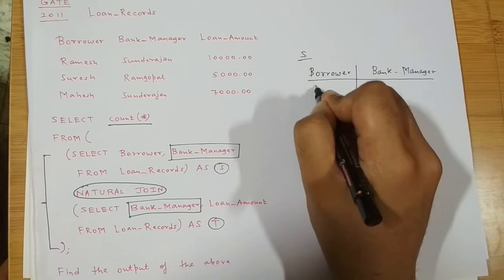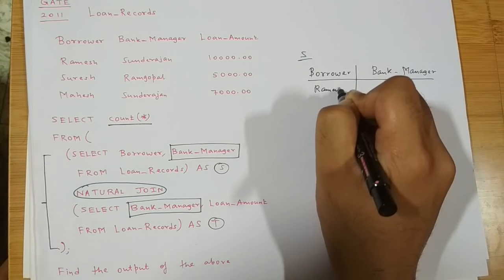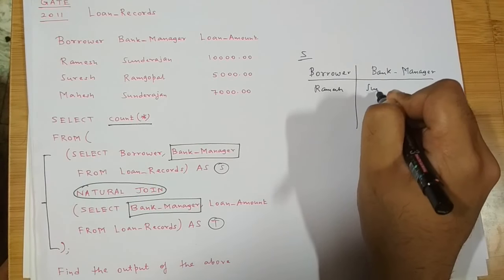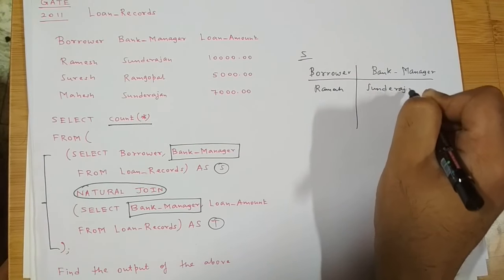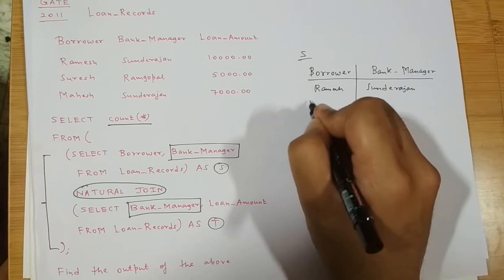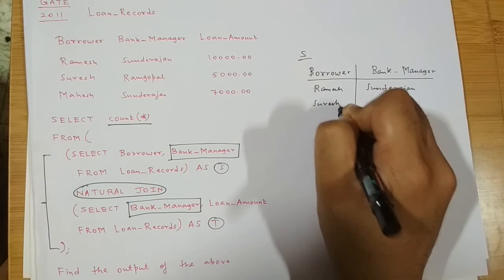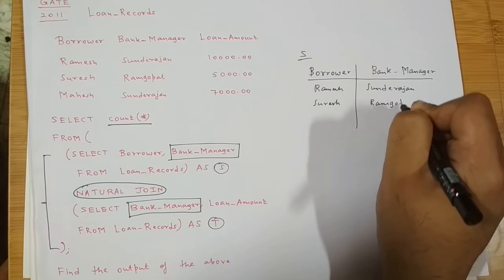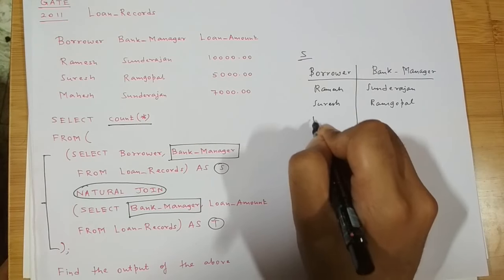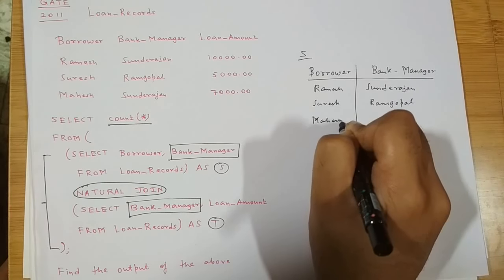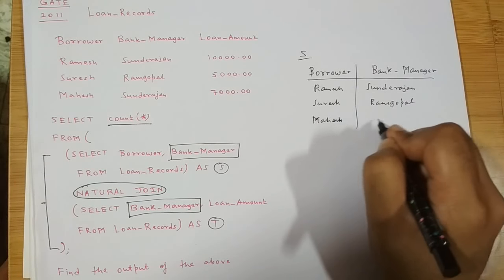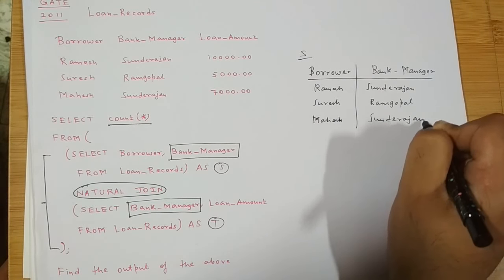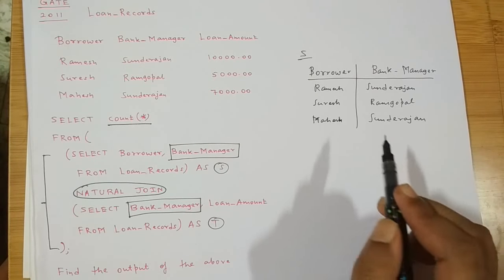So we'll get in S Ramesh, and the bank manager is Sundarajan. The next row that we'll get is Suresh, and the bank manager is Ram Gopal, and the next row we get Mahesh, and the bank manager is once again Sundarajan. Okay, so this is my table S.